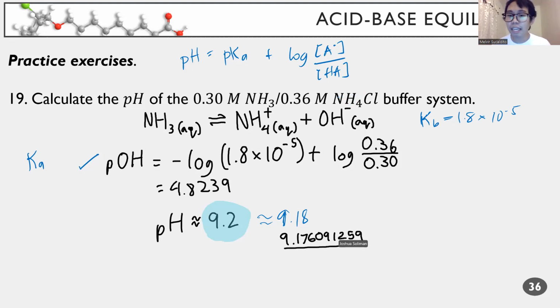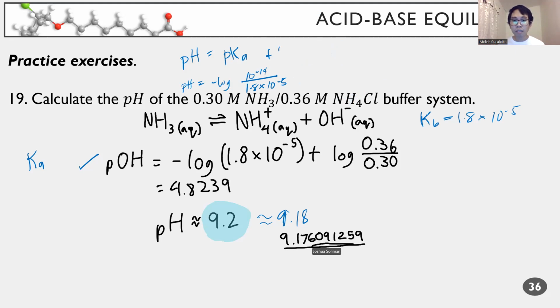Tama? What is the pKa of ammonium? It is equal to negative log of 10 to negative 14 over 1.8 times 10 raised to negative 5. KW, pag conjugate mo, KW is equal to Kb times Ka. Yes. So you can just write it as this. Plus log of A minus, which is 0.3 over 0.36. Pwede rin ganito lang. Tama.